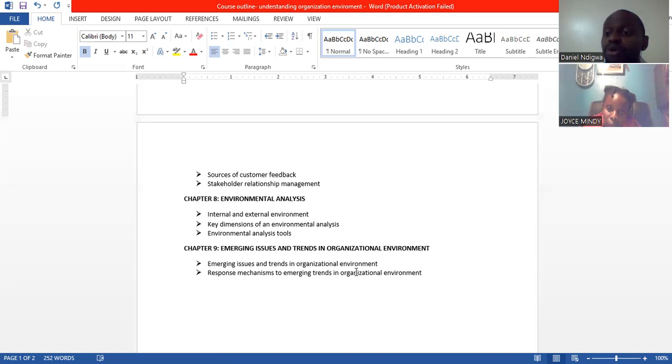Then the issue of green procurement also is very common, or sustainable procurement. Nowadays, as much as companies want to produce, they don't want to affect the environment because there has been an emphasis on sustainability of the environment.